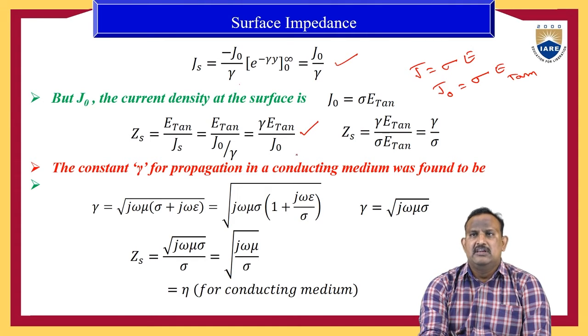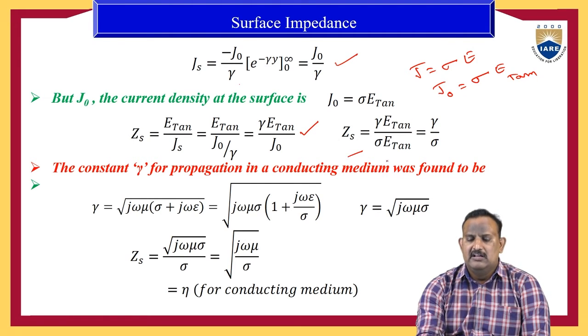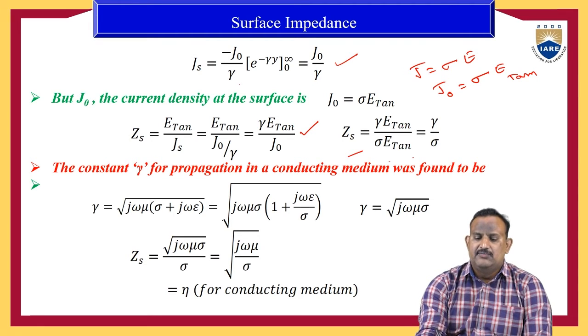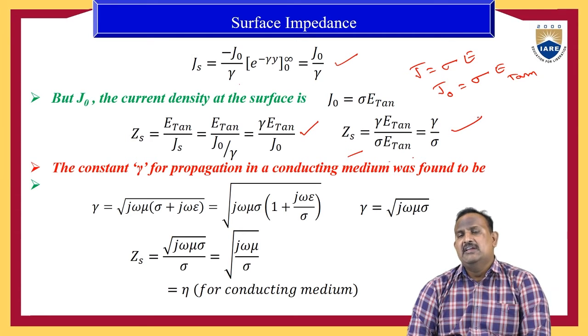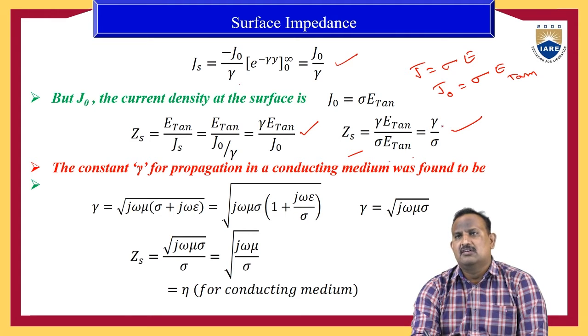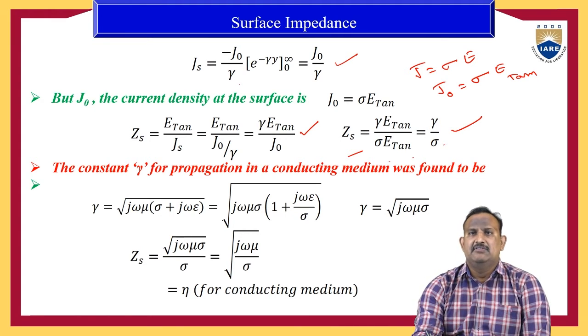But if we substitute J naught equal to gamma into E tan, the expression for surface impedance Zs is equal to gamma into E tan by sigma into E tan. Therefore, E tan cancel each other. Therefore, the surface impedance Zs is equal to gamma by sigma. So here gamma is the propagation constant, and sigma is the conductivity.